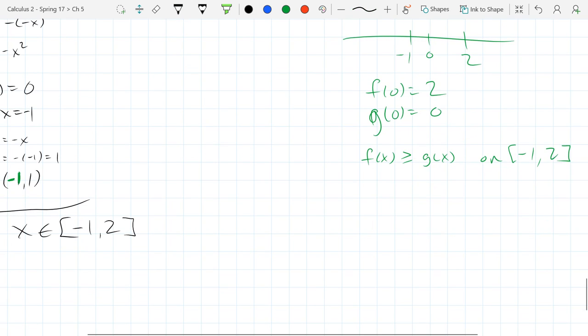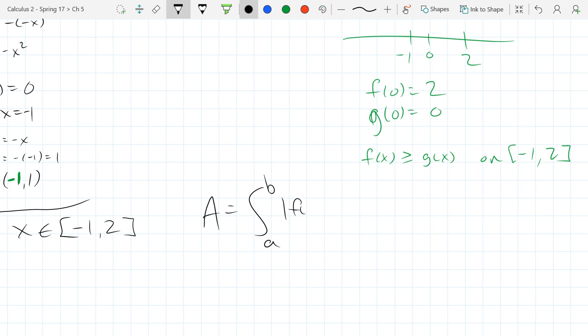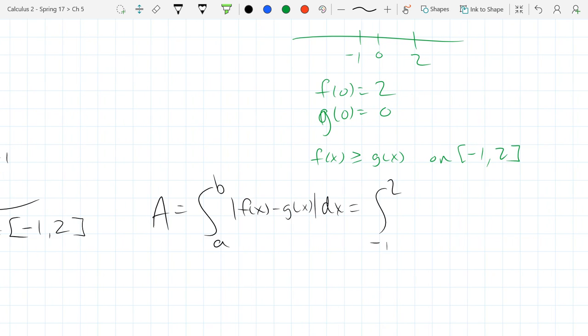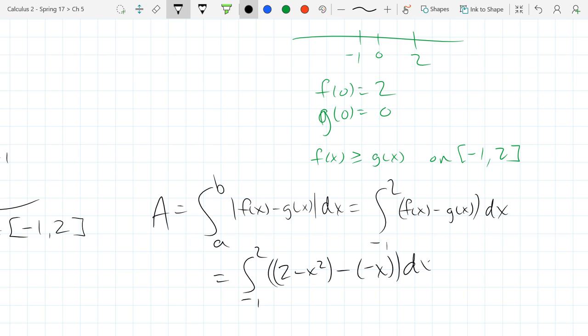We're finally ready to line that up. Area equals integral a to b f(x) minus g(x) dx, which was negative 1 to 2. We don't have to worry about them crossing. There's only one interval we're using, and f is bigger than g, so I no longer need the absolute values because I'm already guaranteed that f is bigger than g. I worked that out. Plug in f and g. F was 2 minus x squared minus g, which was negative x dx.